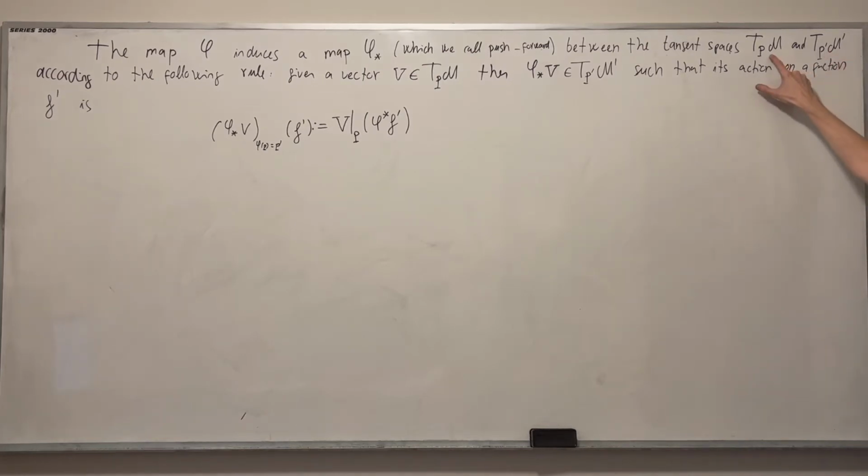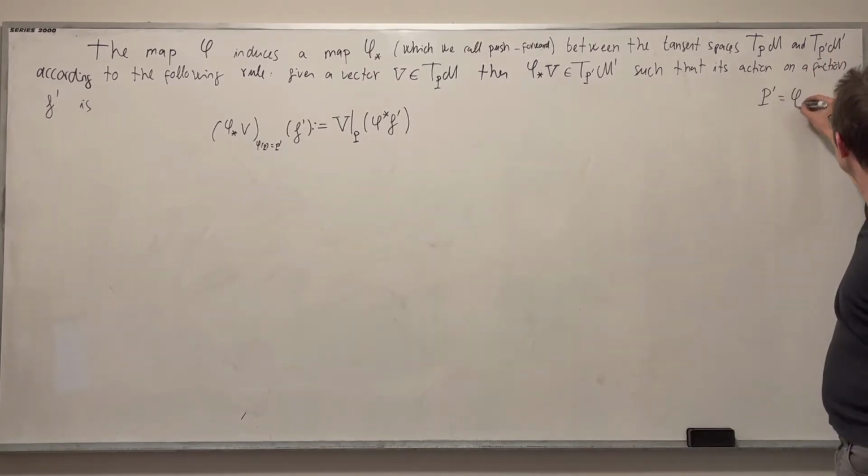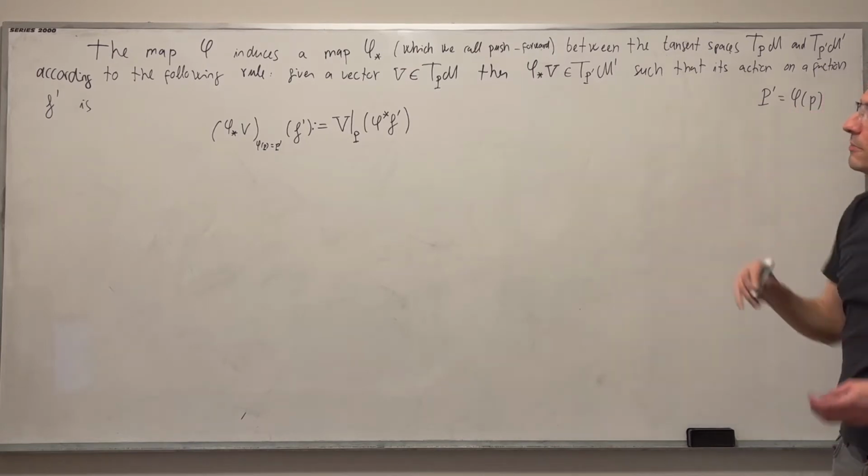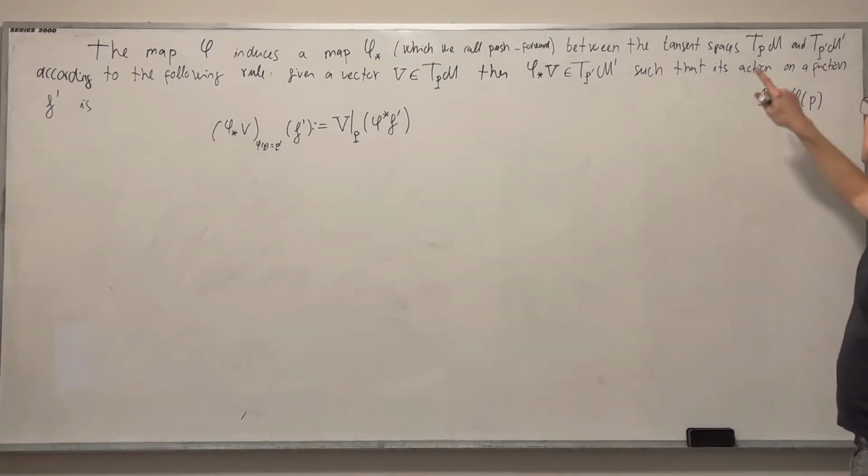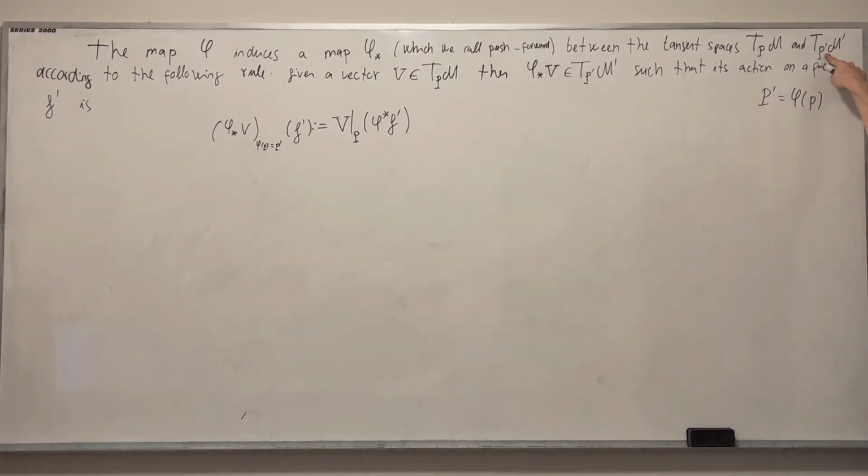So what is this? These are the vector spaces: the space of vectors of the tangent space at the point P in the manifold M, and this one is the space of vectors at the point P prime, which remember P prime is the image of P under the smooth map phi. I'm going to associate a vector that is tangent to M prime. I'm going to define it through the vectors that are tangent to P in the manifold M.